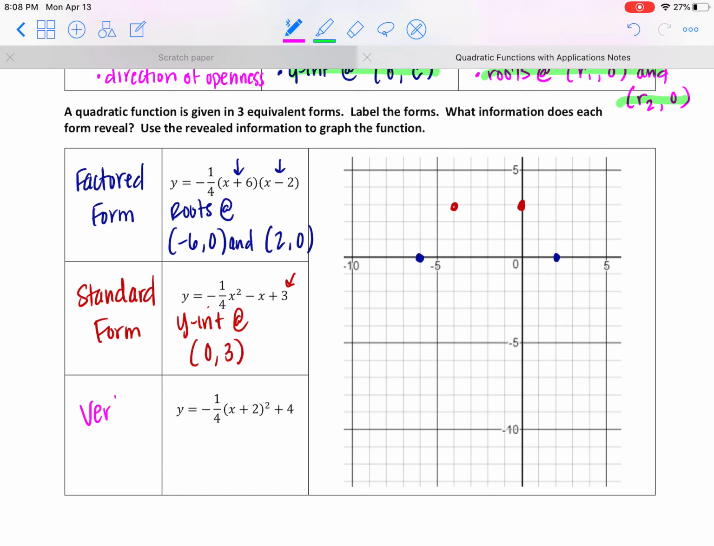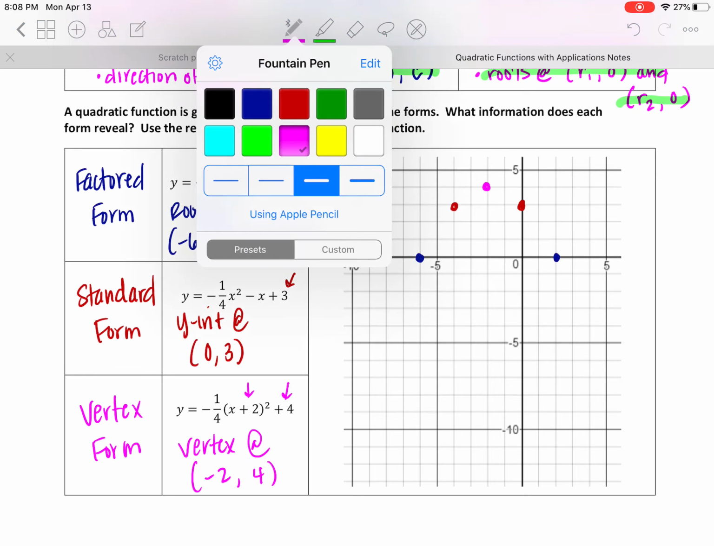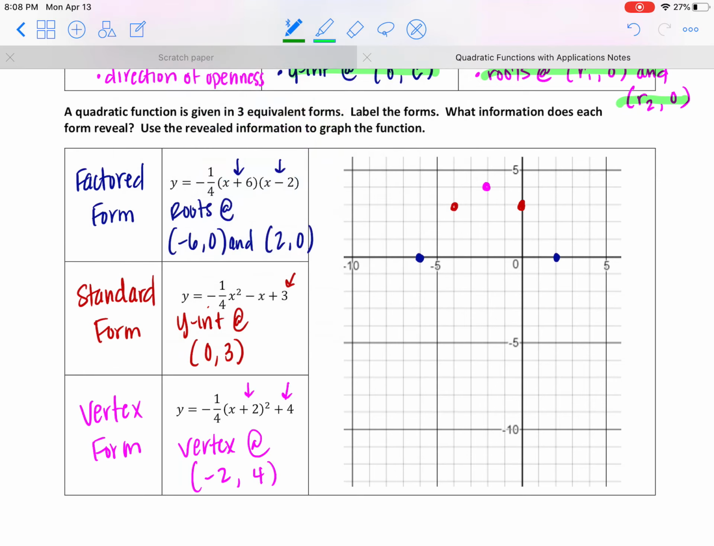Okay, and then the last one is our vertex form. Again, I can see opening down and the compression, but now I can also see from this number and this number that my vertex is going to be at (-2, 4), because I have a shift to the left 2 and up 4. So at (-2, 4), and that makes sense based on where the other points were. So now I can connect these and make my parabola. So here it is.